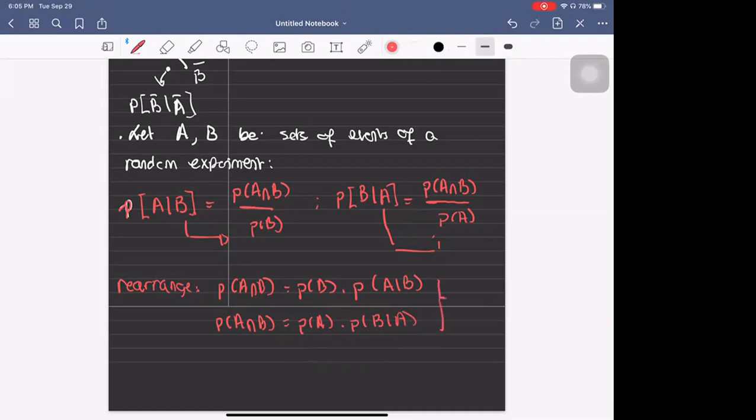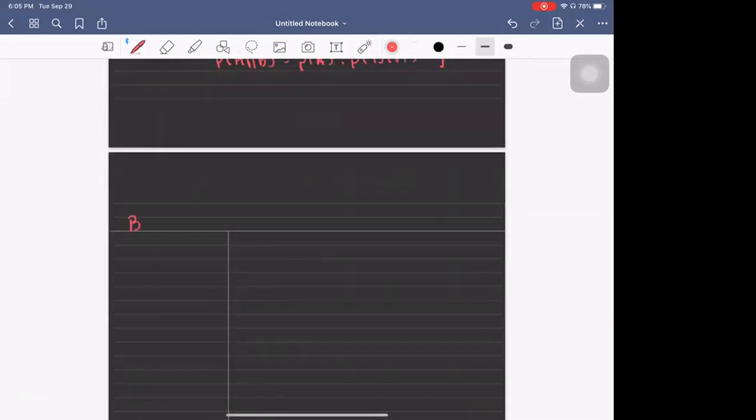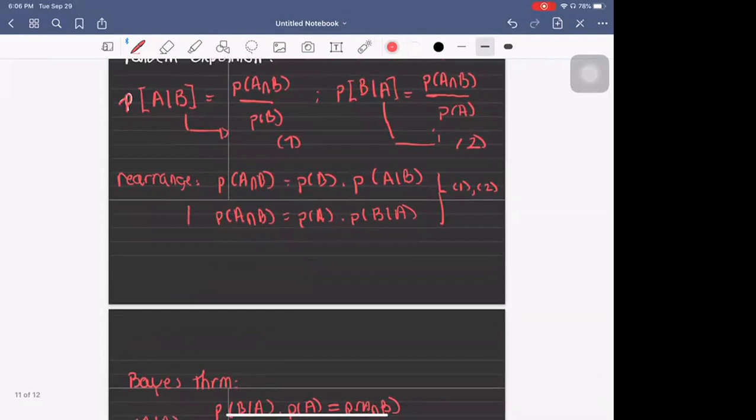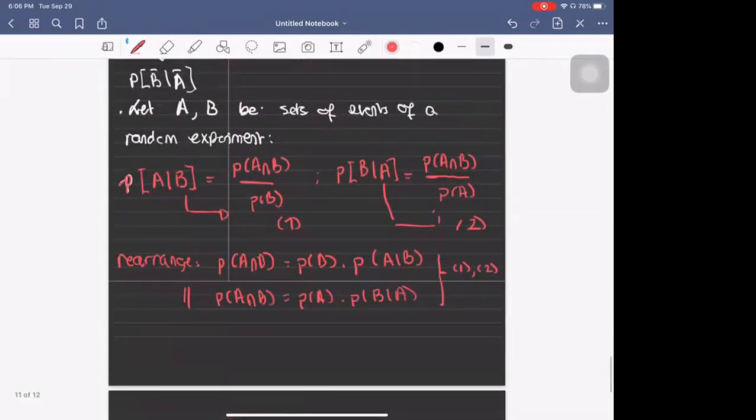What I wrote here is just a rearrangement of 1 and 2, which leads to Bayes' theorem: the probability of A given B is equal to the probability of B given A times the probability of A divided by the probability of B. The probability of B given A is equal to the probability of B times the probability of A given B divided by the probability of A. Here I just substituted for the probability of A intersection B, which I got right here. So that's Bayes' theorem, that's conditional probability.